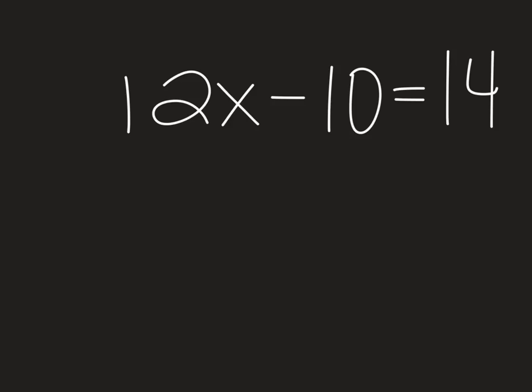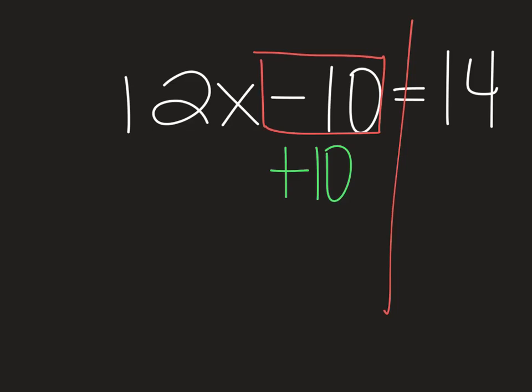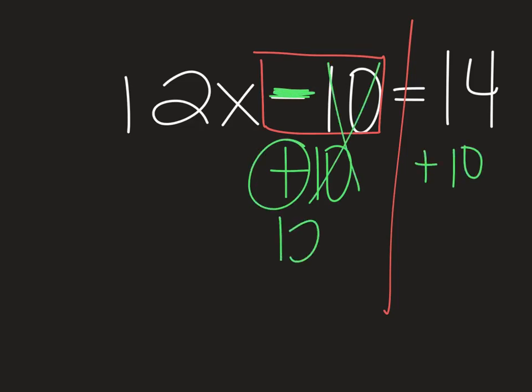Example 3, we have 12x minus 10 equals 14. Again, we want to get rid of the number that does not have the variable. So we have minus 10. The opposite of minus 10 would be adding 10. You are just using the opposite. So the opposite of minus or subtraction is addition. So we're going to add 10 on both sides. I'm left with 12x equals 24.